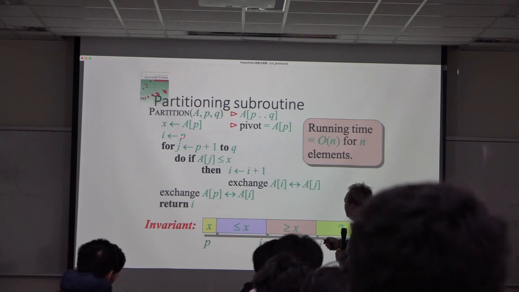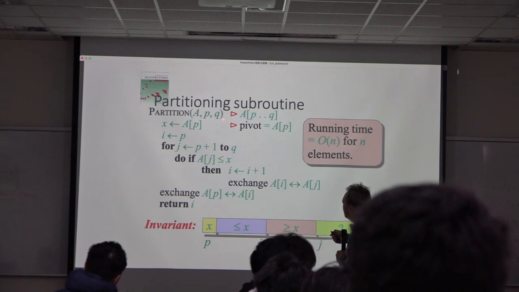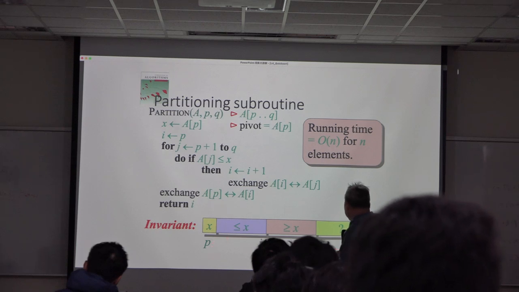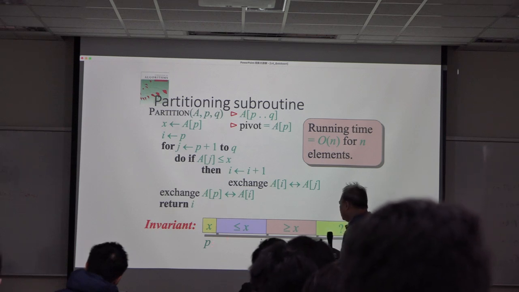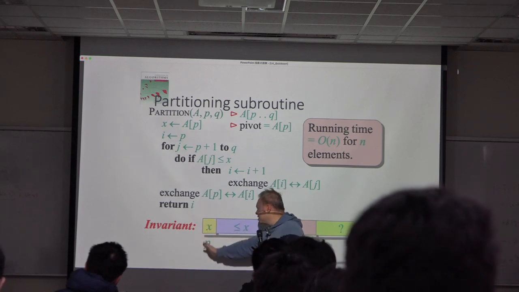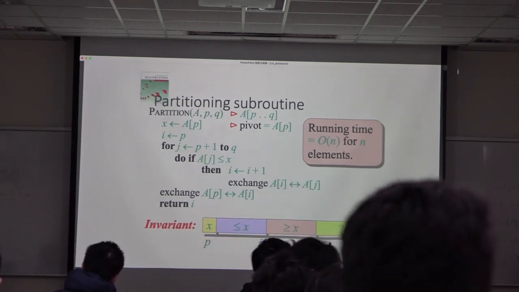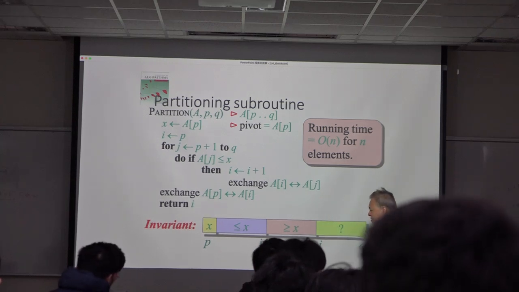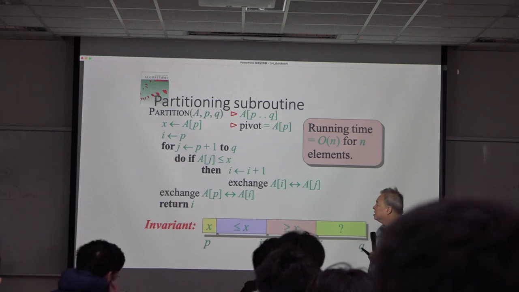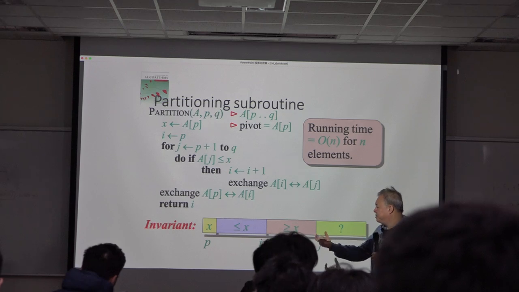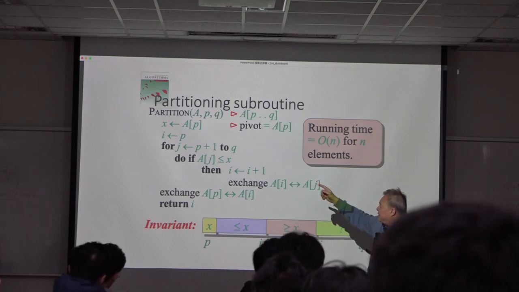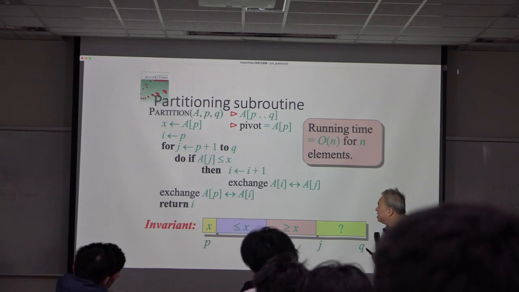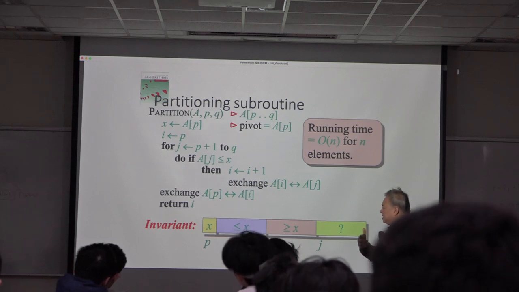We assume the first element, A[P]. P is the index of the first element, and Q is the index of the last element in this subarray. Obviously, P is smaller than or equal to Q. At the beginning, we assign the first element, A[P], to be the pivot. And then the idea is like this.